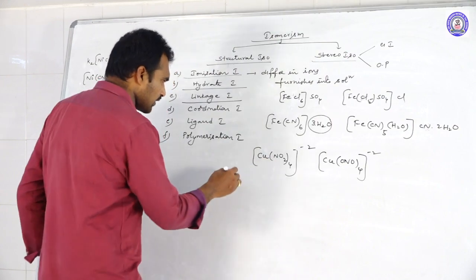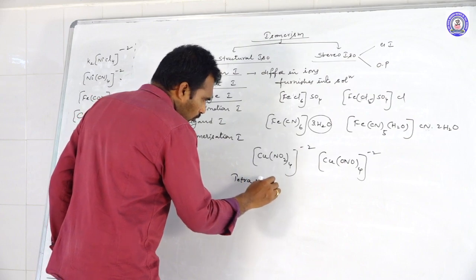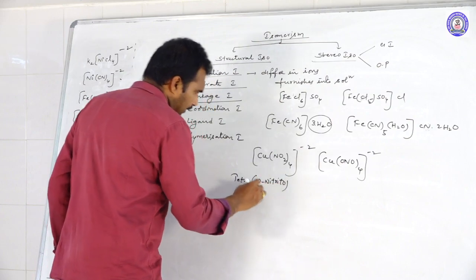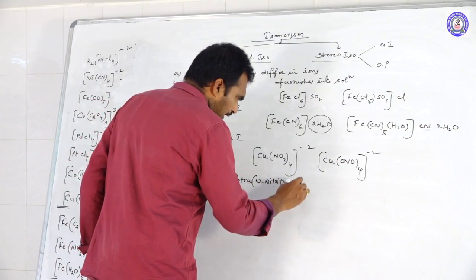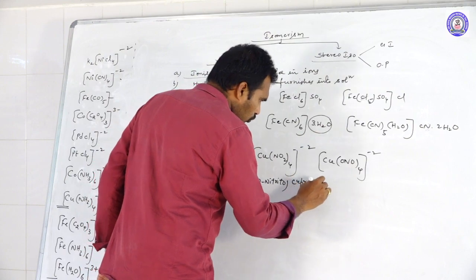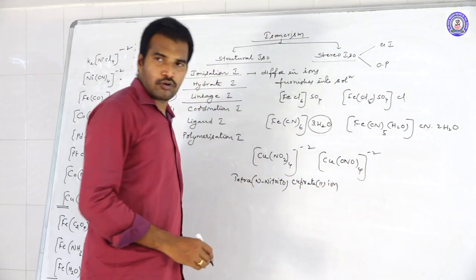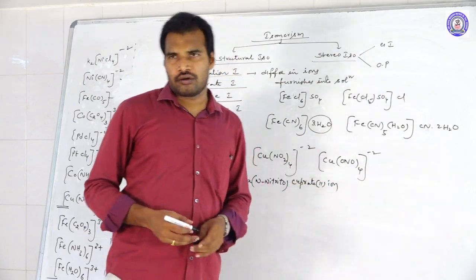So what is the name of this one? Tetra N nitrito copper cuprate because an anion. So cuprate 2 ion. What about this one? Tetra O nitrito cuprate 2 ion.